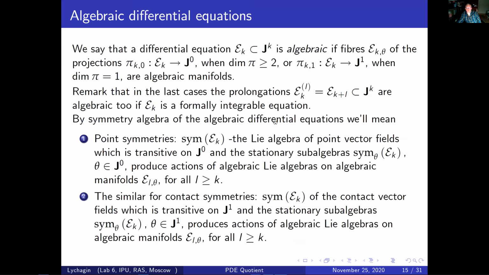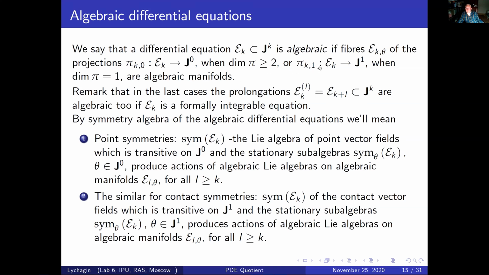Also a funny notion: algebraic differential equation. We had algebraic Lie algebra, now algebraic differential equation. So an algebraic differential equation is an equation, a submanifold in k-jets, such that the intersections with the fibers of the projection to 0-jets are algebraic submanifolds of the fibers from Gk to G0. And this is the condition to be algebraic. It's important. It's an invariant condition. It will not be changed if you make some point transformations.